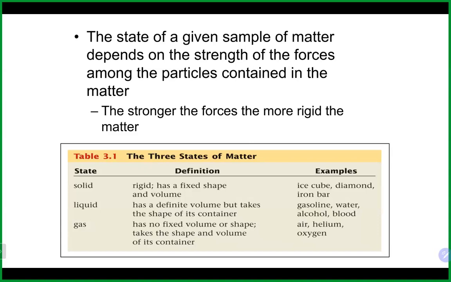So for example, if you take something like water, it has a pretty strong attraction between water molecules, which is hydrogen bonding, which is why it has a boiling point of 100 degrees Celsius. If you take something like methane, which is the gas that comes out when you light your Bunsen burner, it's obviously in the gas phase right out of the box.